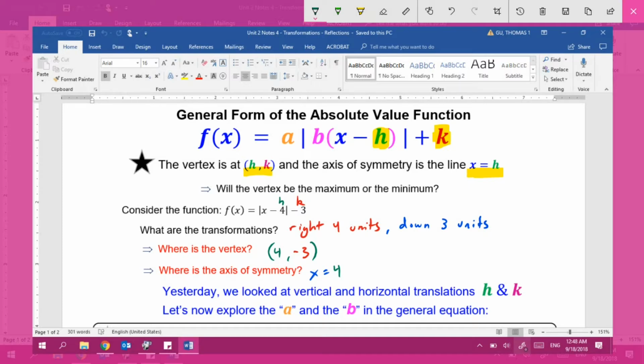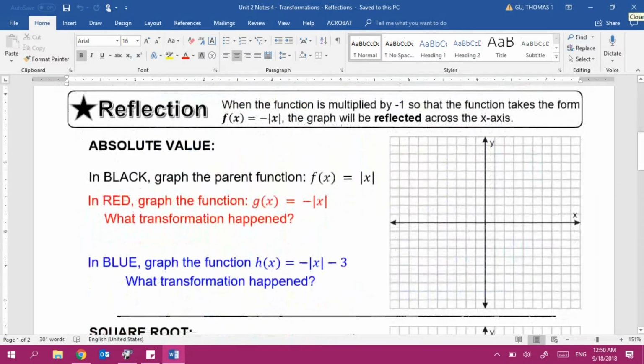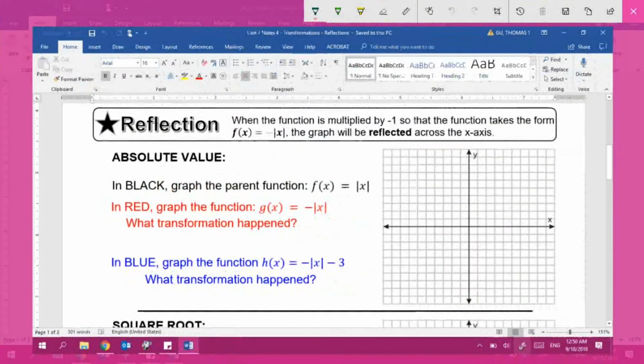Now, let's explore what the A and the B in the general equation would do to our graphs. So check this out. The first one, reflection. When the function is multiplied by negative 1, so that the function takes the form f of x equals negative absolute value of x. It could be anything, but we're using negative absolute value just for example. The graph will be reflected across the x-axis. The x-axis is right here, right? So if it's reflecting across the x, it's going from here, up here, down to over here. This would be reflecting across the x-axis. See, across, boom, the x-axis.